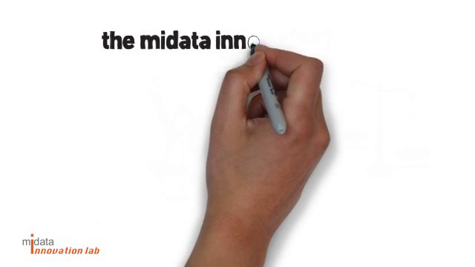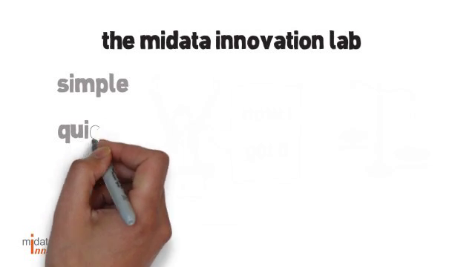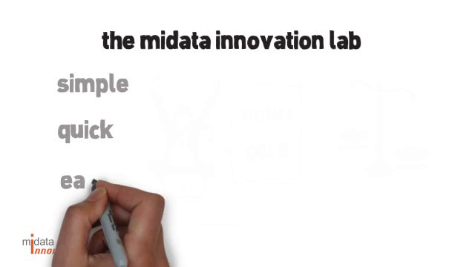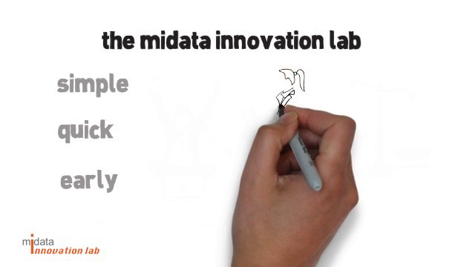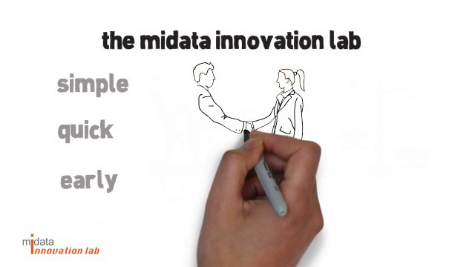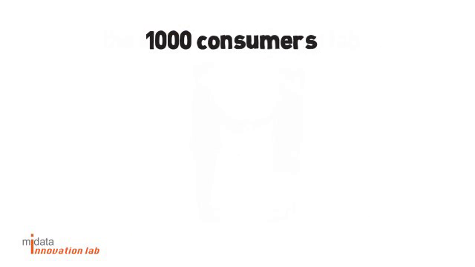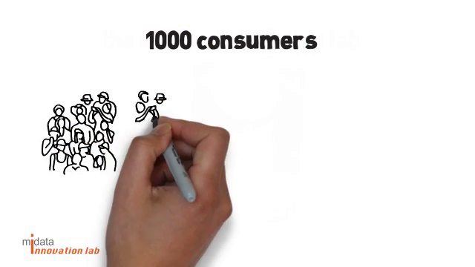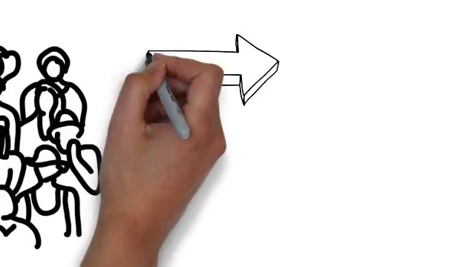So how will it work? Well, our aim will be to keep the MyData Innovation Lab simple to access and quick to build. This will allow early engagement. We will work with an initial team of founding partner businesses to shape the lab, understand the data we need, and to get it up and running. We will then involve 1,000 consumers excited by the prospect of being part of creating a new data industry. We will ask them to give us their data.